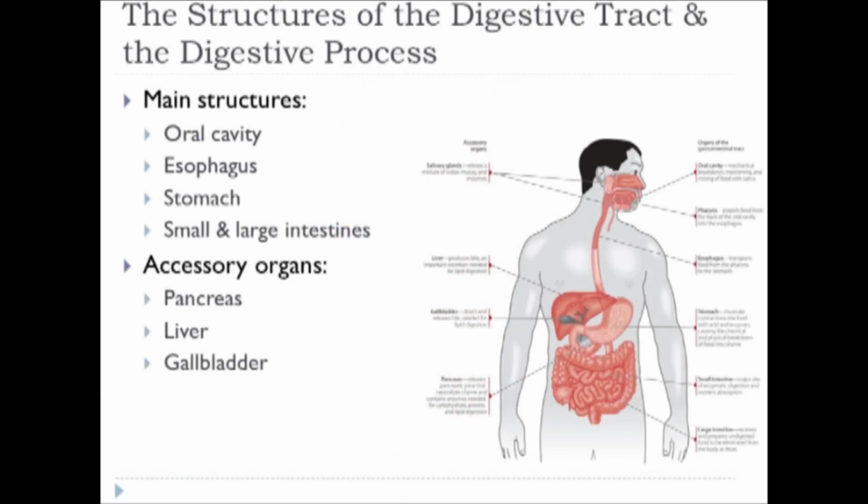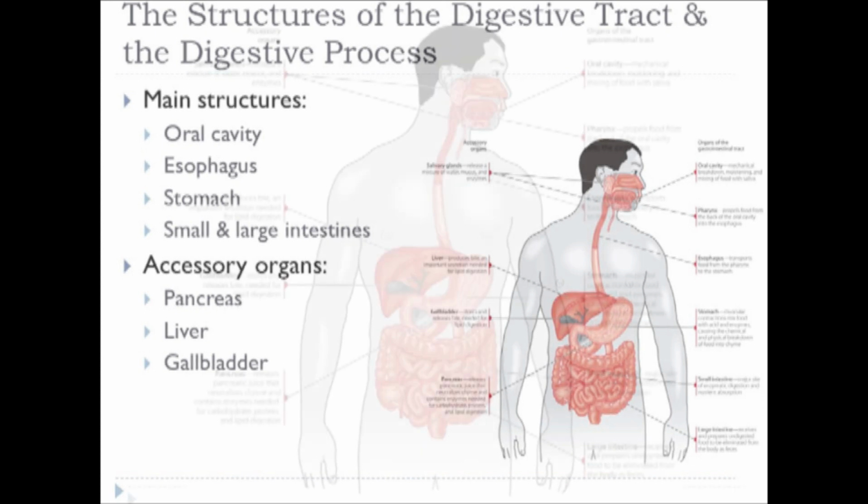Let's do a quick anatomical review of the gastrointestinal tract and the digestive processes. We begin with the main structures: the oral cavity, the esophagus, stomach, small and large intestine. And then we have the accessory organs: the pancreas, the liver, and the gallbladder. It's assumed that if you're taking this course, you do have an anatomy background, so this will simply be a brief review.